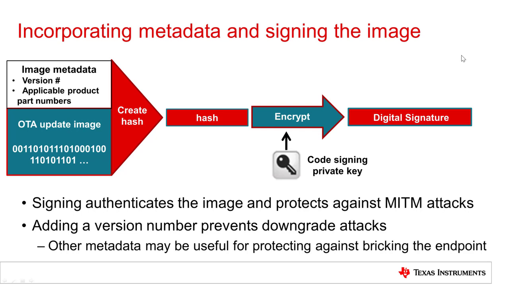It's also worth including other types of metadata such as the applicable product part numbers. These are helpful to prevent reliability problems in the OTA process that can end up bricking the endpoint. And we'll discuss reliability in a little bit more detail later in the OTA discussion.